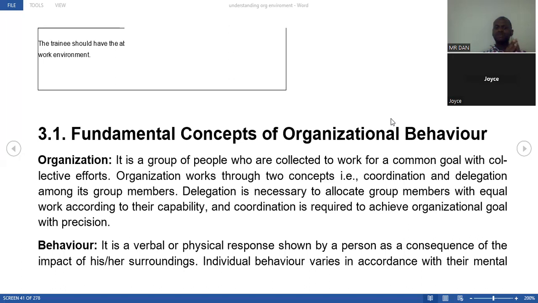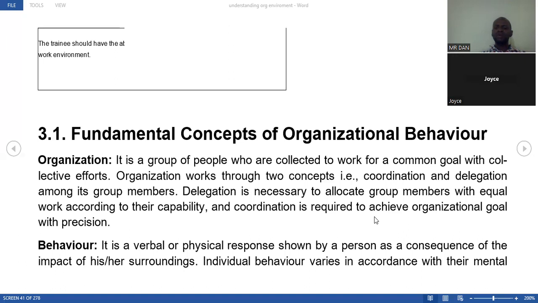Coordination is trying your level best to put things together in a seamless way so that you achieve your organizational goals. Delegation, in the other sense, is that you are allocating your group members some responsibilities or equal tasks which they are supposed to do and come up with solutions. So what is behavior? Behavior is a verbal or physical response shown by a person as a consequence of the impact of his surroundings. Remember, behaviors are normally shaped by the surroundings or by the people you interact with on a day-to-day basis. This basically shapes what you do in organizations.